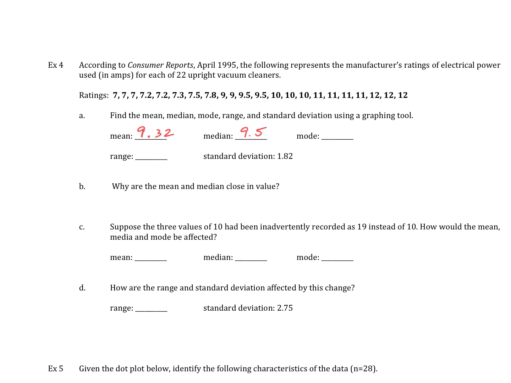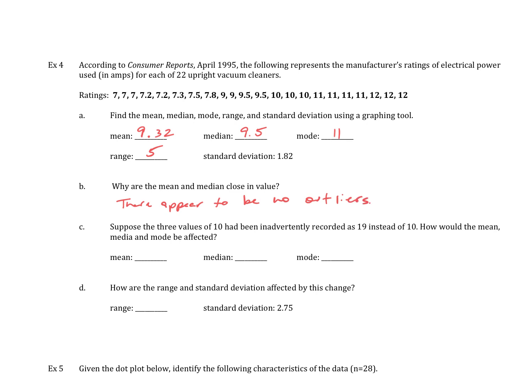Then it asks for the mode, which is 11, because 11 is repeated the most. And it asks for the range. So the range is just 12 minus 7, which is 5. This one says, why are the mean and median close in value? In this case, the mean and median are close in value because there's no outliers. At least it appears. So we can just say there appear to be no outliers.